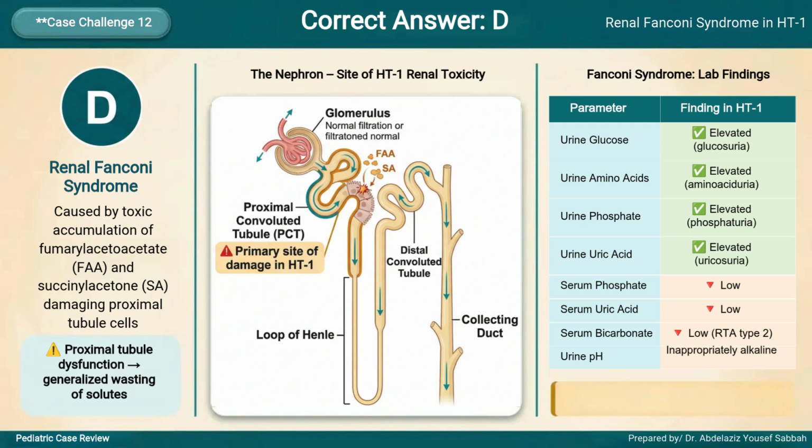The classic Fanconi syndrome lab findings include elevated urine glucose, which is glucosuria with normal blood glucose, elevated urine amino acids, known as aminoaciduria, elevated urine phosphate, known as phosphaturia, elevated urine uric acid, known as uricosuria, low serum phosphate, low serum uric acid, low serum bicarbonate consistent with renal tubular acidosis type 2, and inappropriately alkaline urine. The phosphate wasting is what leads to the hypophosphatemic rickets we discussed in an earlier case.